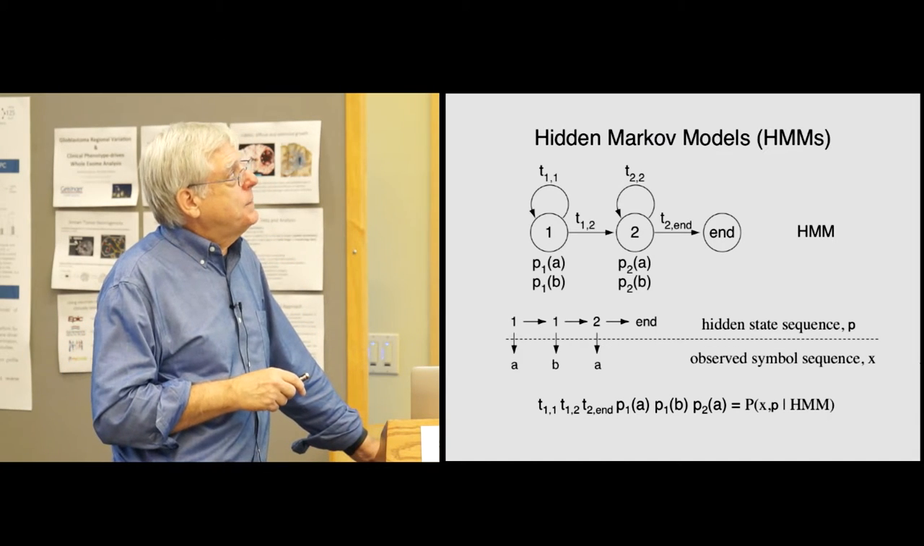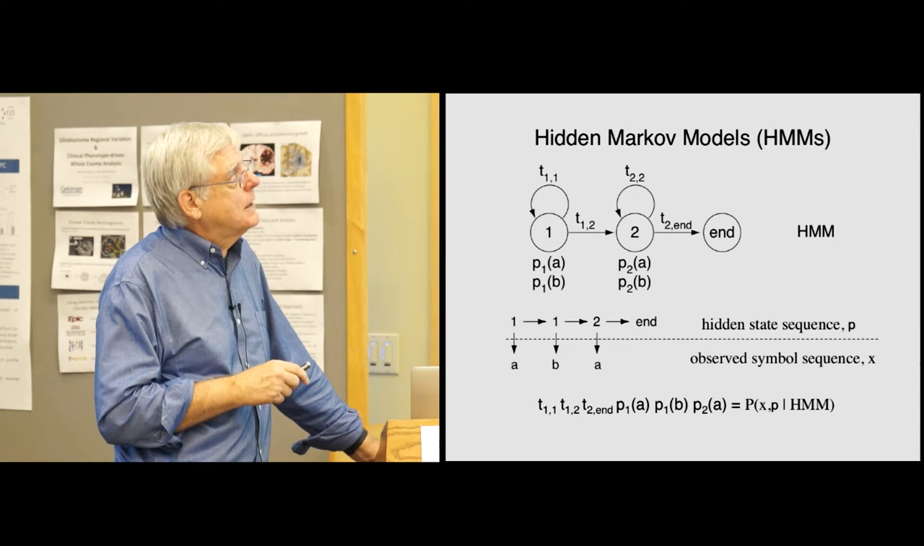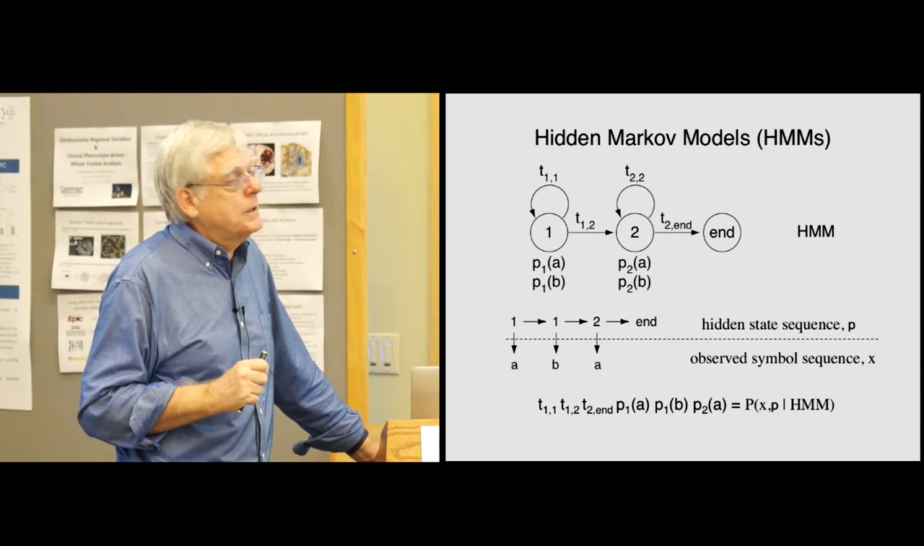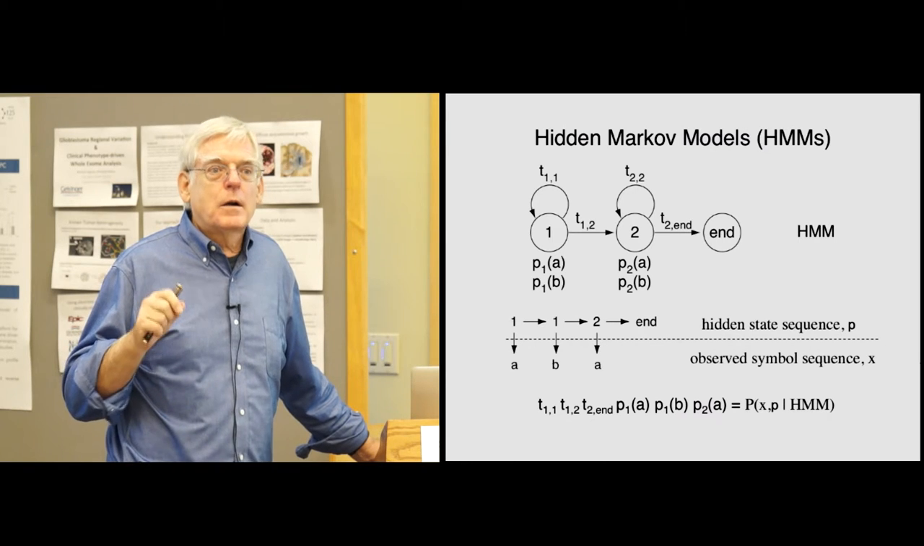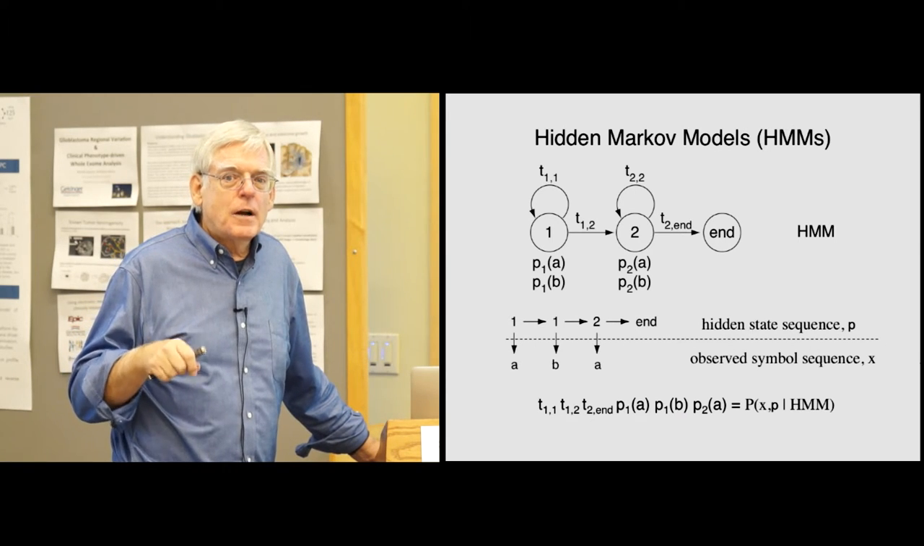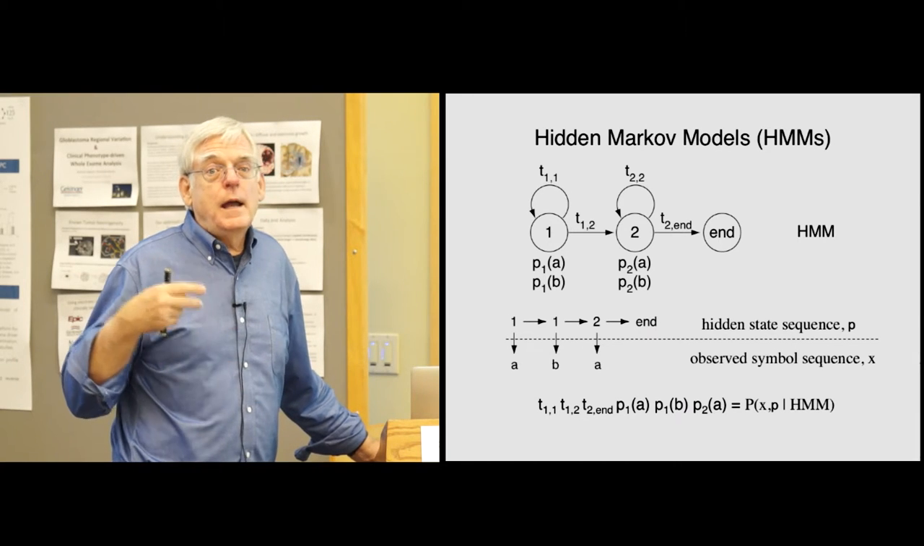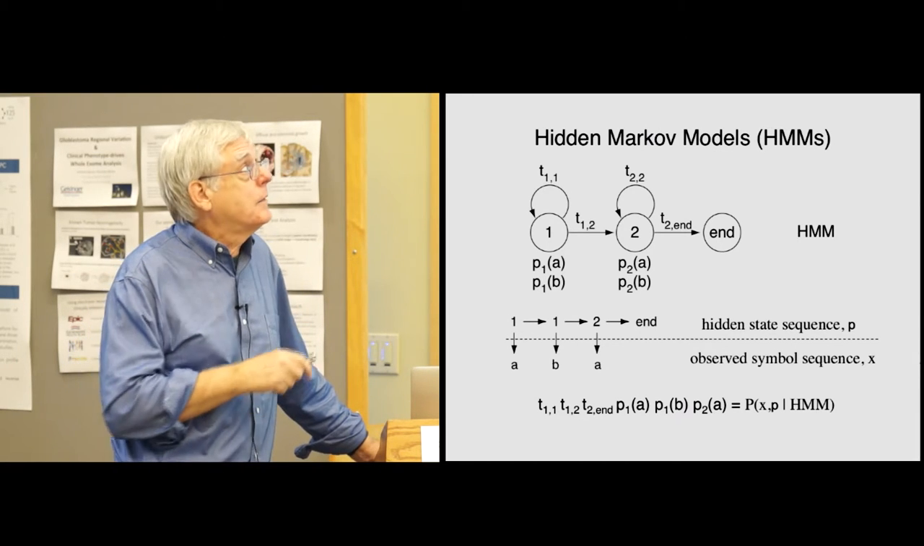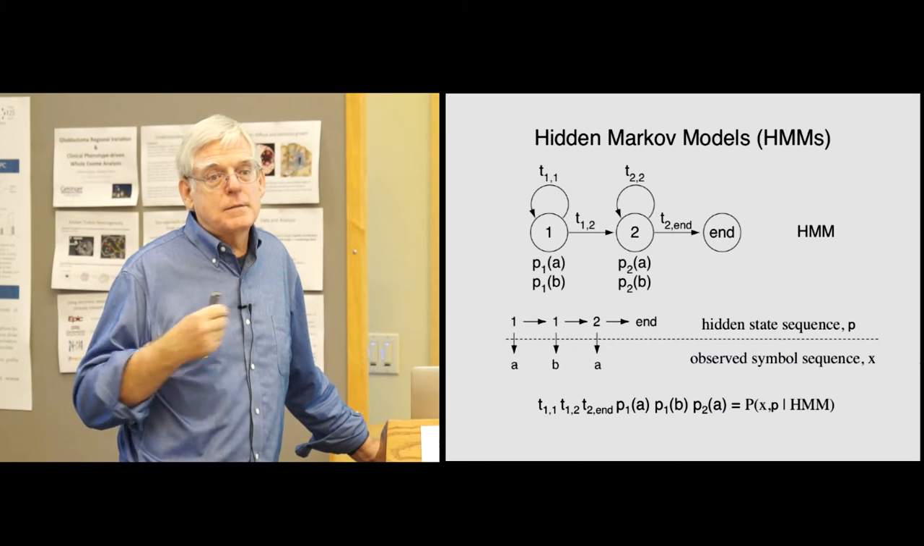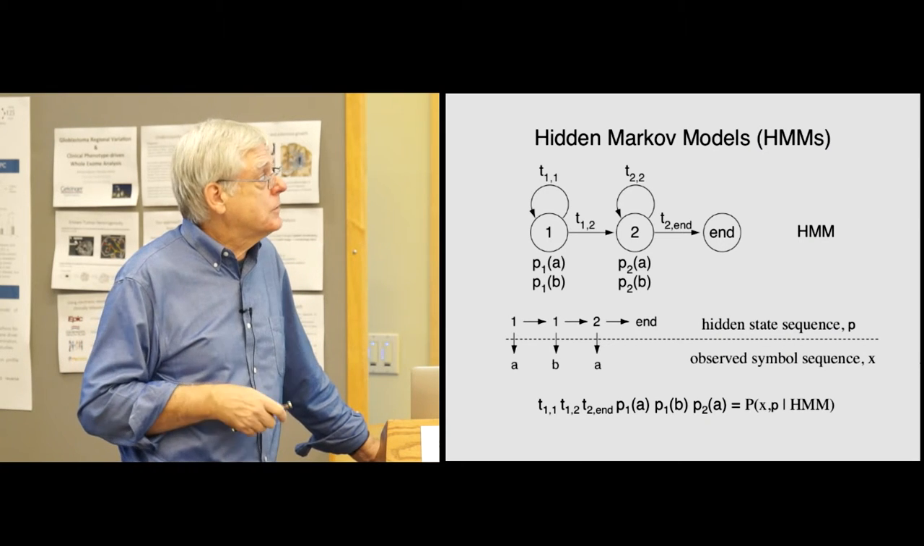And the thing that makes it a hidden Markov model is that we have these transition probabilities, and a little bit later we'll talk about emission probabilities, and we don't know what those are. We're going to estimate what those are by looking at our data. So this is the Markov model part, and the hidden part is estimating the parameters of the hidden Markov model, estimating the transition frequencies and the emission frequencies.